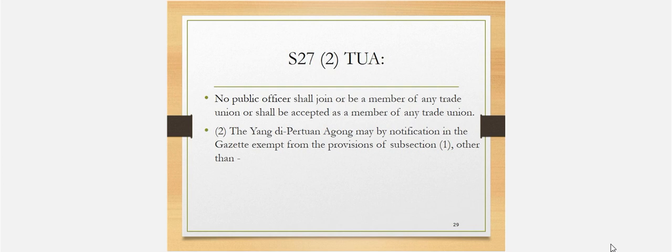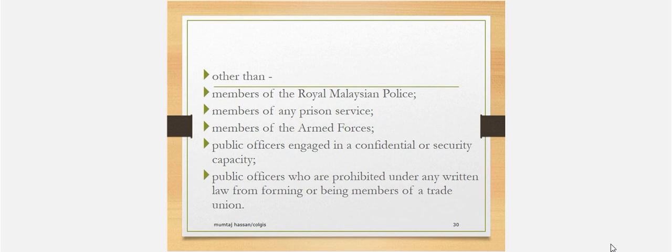Okay, this is where I was amending and then forgot to put it at the correct place. Here, the public officers I mentioned earlier in section 27 are not allowed to be members. But the Yang Dipertuan Agong can give some exemption. Yet he cannot give exemption for those who are employed in police, prison, armed forces, security, confidential or security areas, or where they are prohibited under the law.